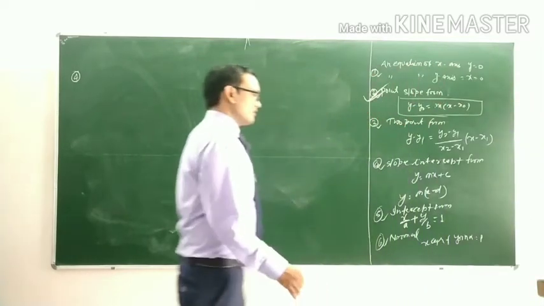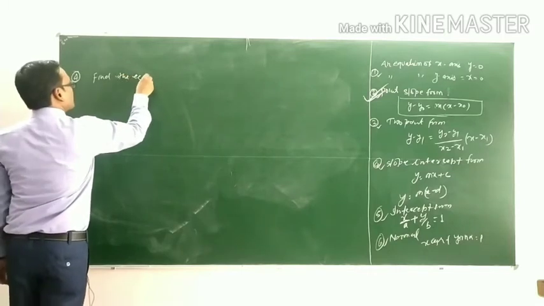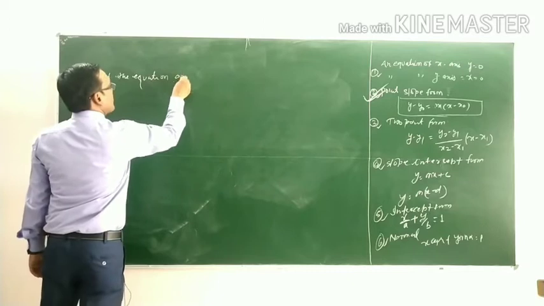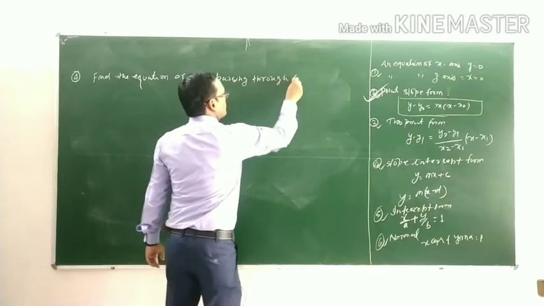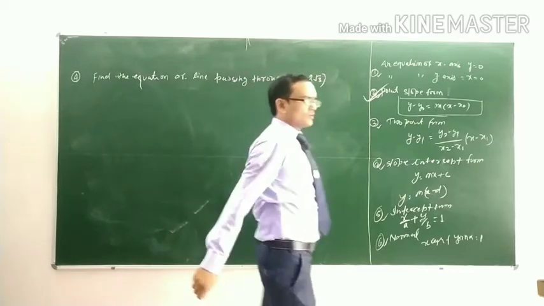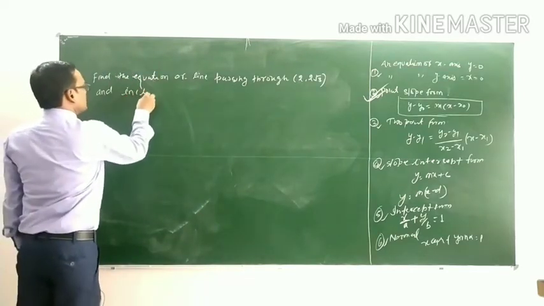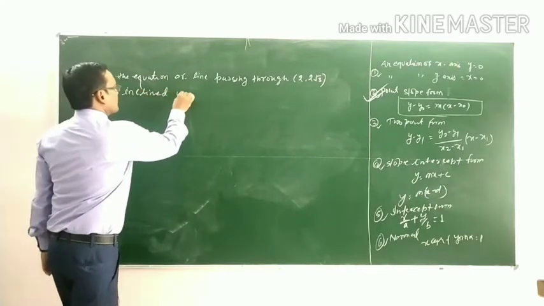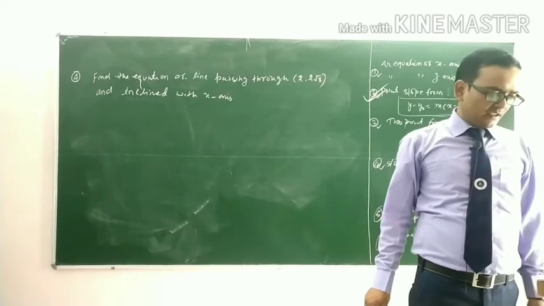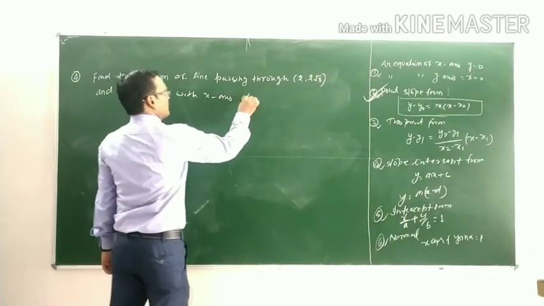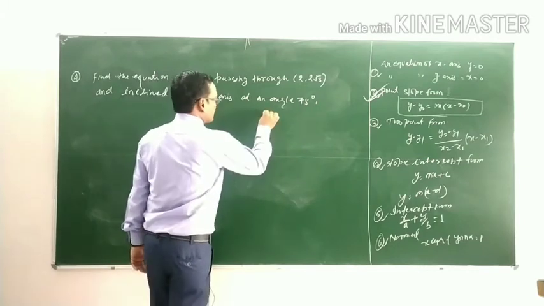Okay students, here we find the equation of the line passing through (2, 2√3) and inclined with the x-axis at an angle of 75 degrees.